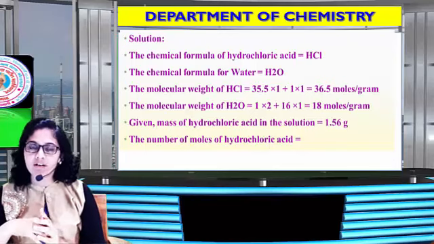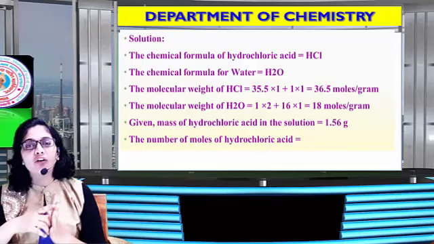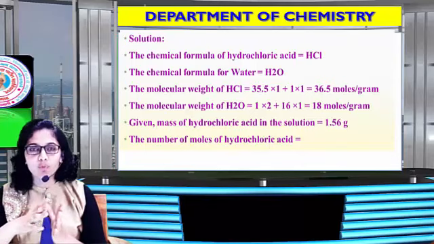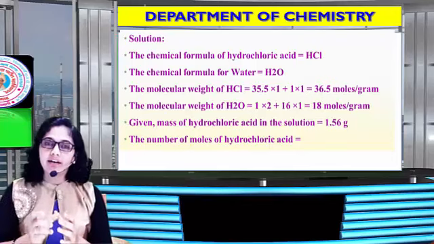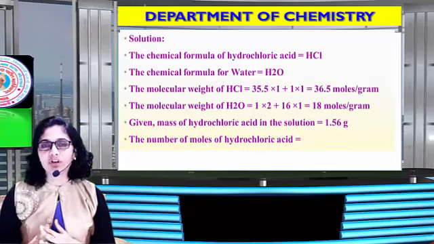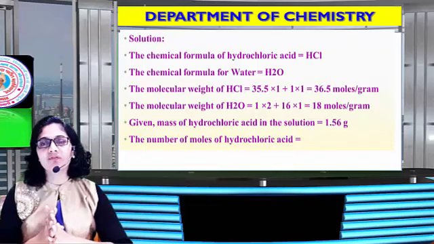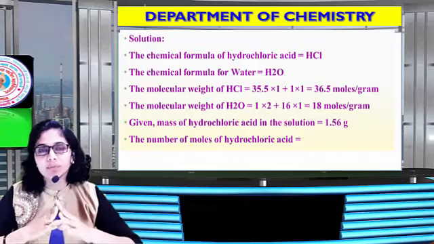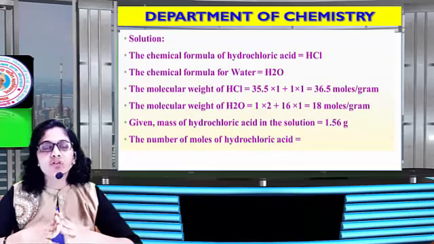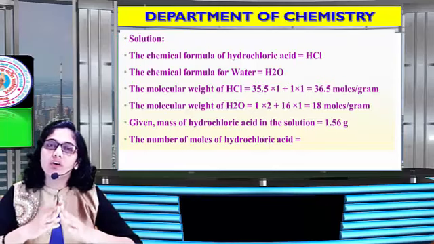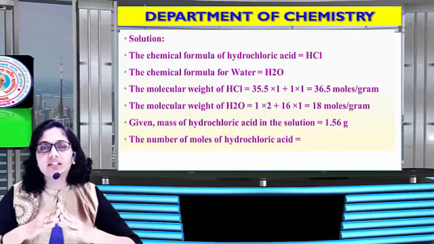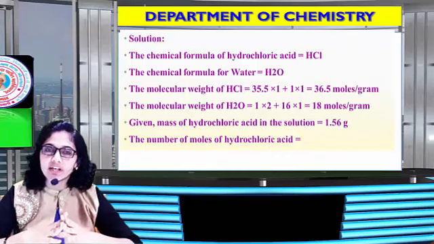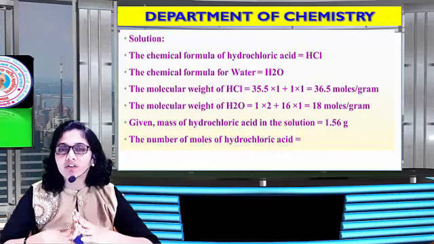But in the case of chlorine, the atomic number of chlorine is 17 and the molecular weight of chlorine is 35.5, because in any atom, the number of protons and number of electrons are the same. Therefore, the molecular weight of HCl is 1 plus 35.5, that is 36.5. While for water, there are 2 hydrogen atoms and 1 oxygen atom, and the molecular weight of water is 18.